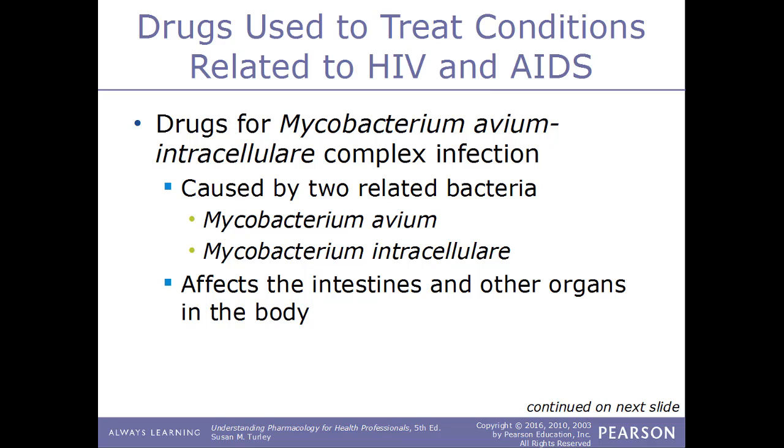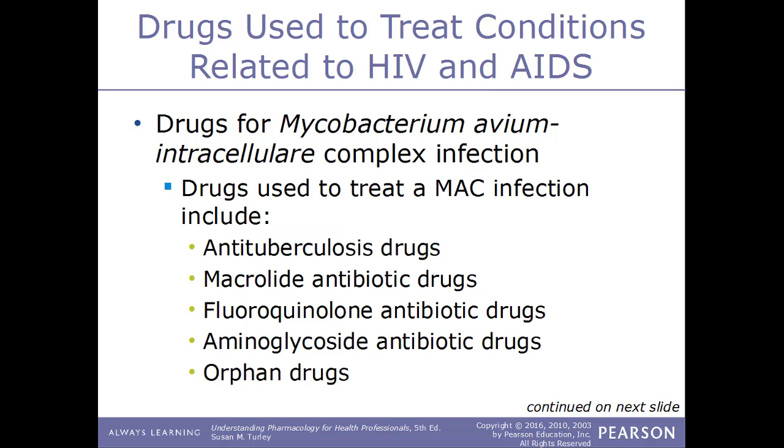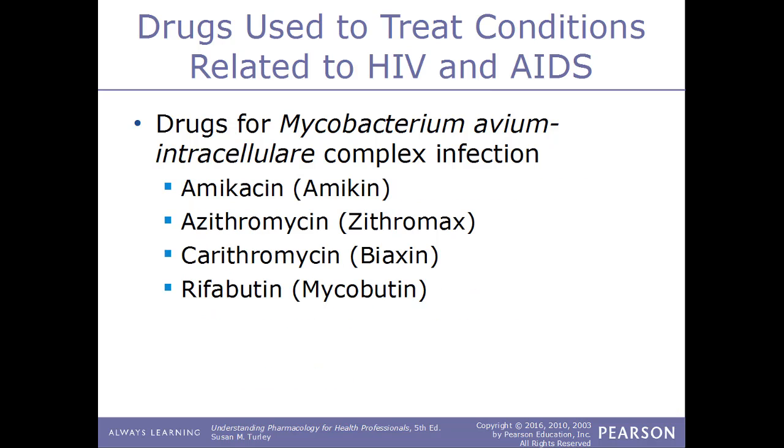And this infection will infect the intestines and other organs in the body. The drugs used to treat a MAC infection include anti-tuberculosis drugs, macrolide antibiotics, fluoroquinolone antibiotics, aminoglycoside antibiotics, and orphan drugs. And some of these drugs can also include amikacin, known by the trade name Amikin; azithromycin, known by its trade name Zithromax; erythromycin, known by the name Biaxin; and rifabutin, known by its trade name Mycobutin.